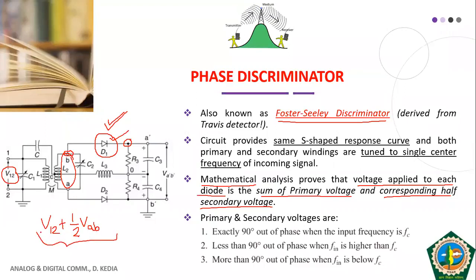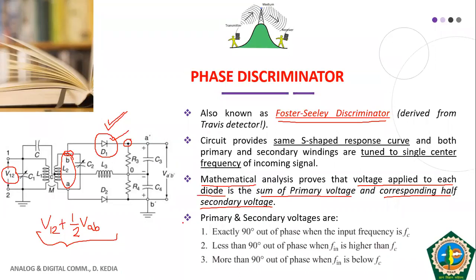I'm telling you this beforehand so that you are able to correlate what we are trying to do in the coming slide. So this is one thing that we have to prove, that the voltage across the diode is the sum of the primary voltage and the corresponding half secondary voltage. That we will see in the next slide.